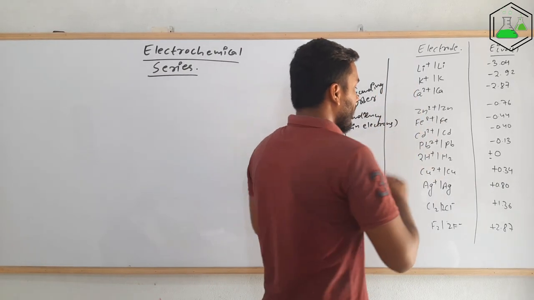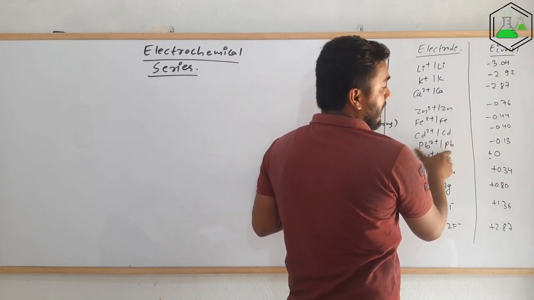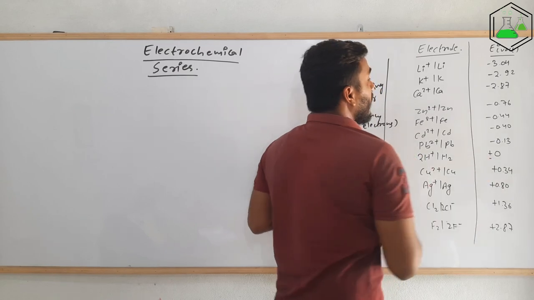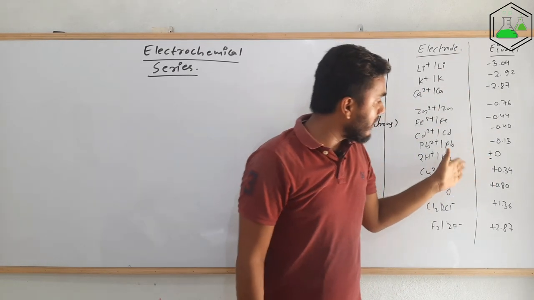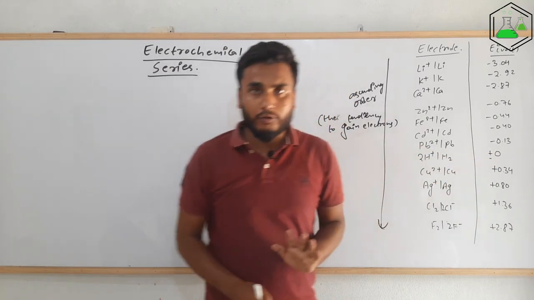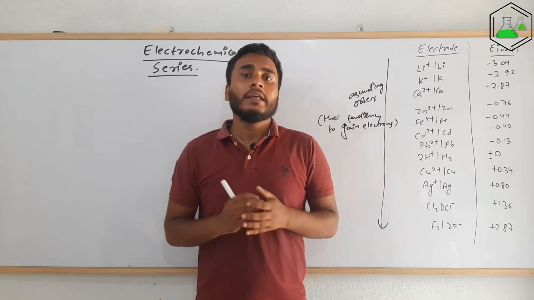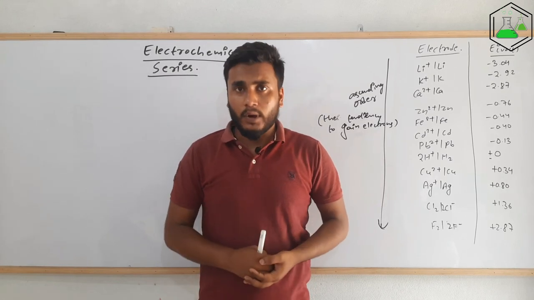Here we can see that the standard electrode potential of hydrogen electrode, that is SHE, is taken to be 0, and we get all these values by comparing the standard electrode potential of other electrodes with standard hydrogen electrode. So this is what the electrochemical series actually is. Now let's see the applications of it one by one.